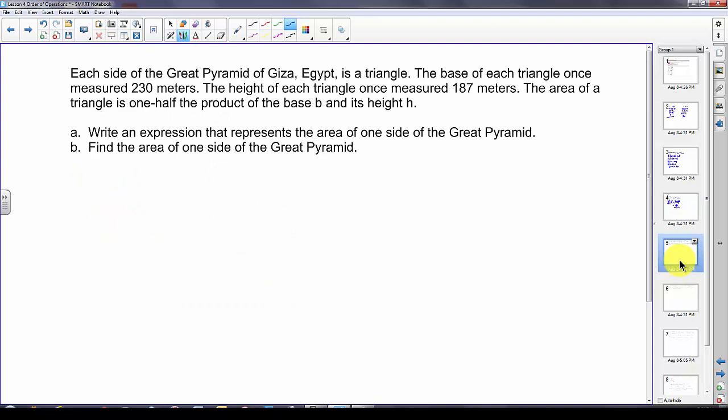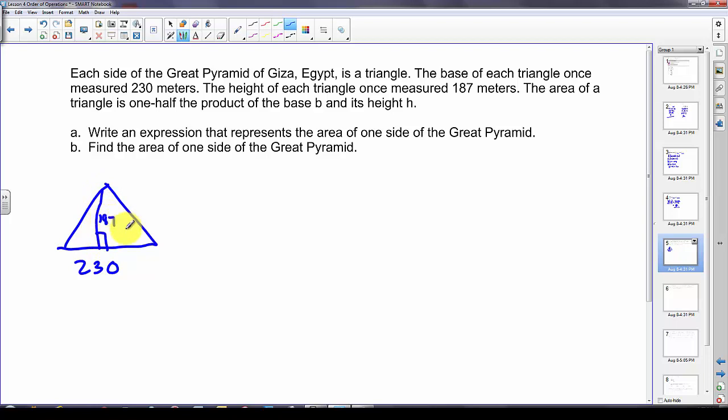It says each side of the Great Pyramid is a triangle. So the first thing I'm going to do is draw a triangle, because I know we're talking about triangles. The base of the triangle measured 230 meters, so the base is the bottom, and the height measured 187.